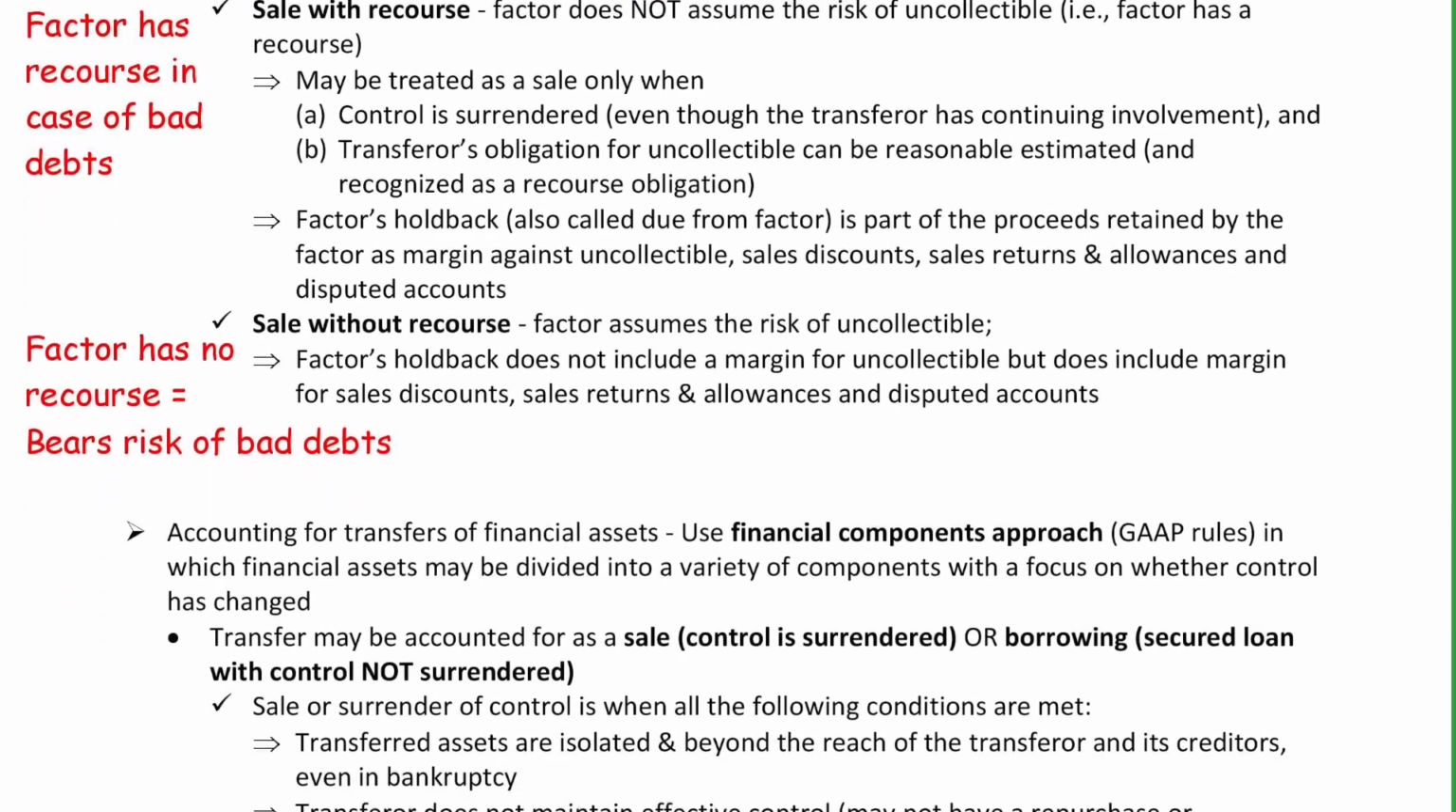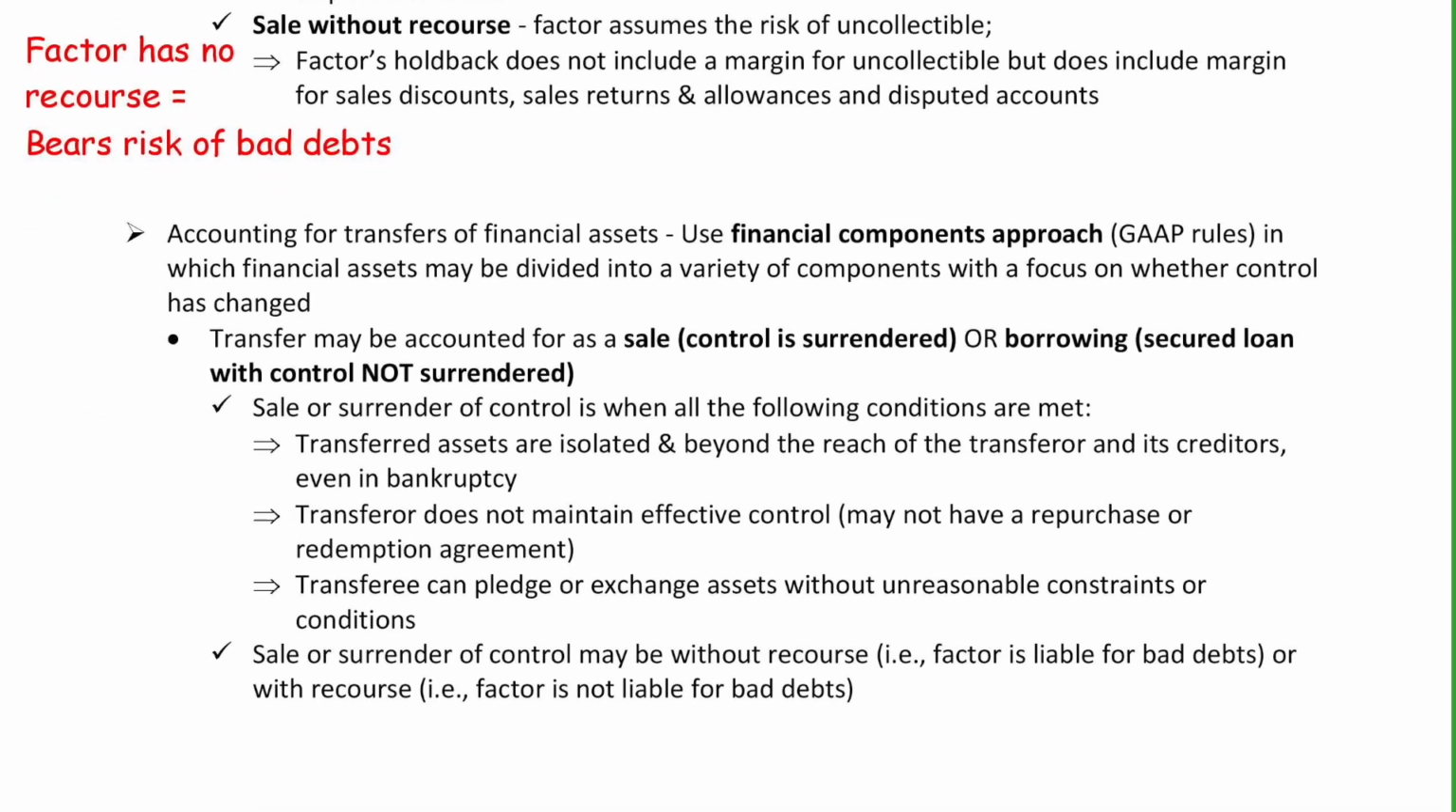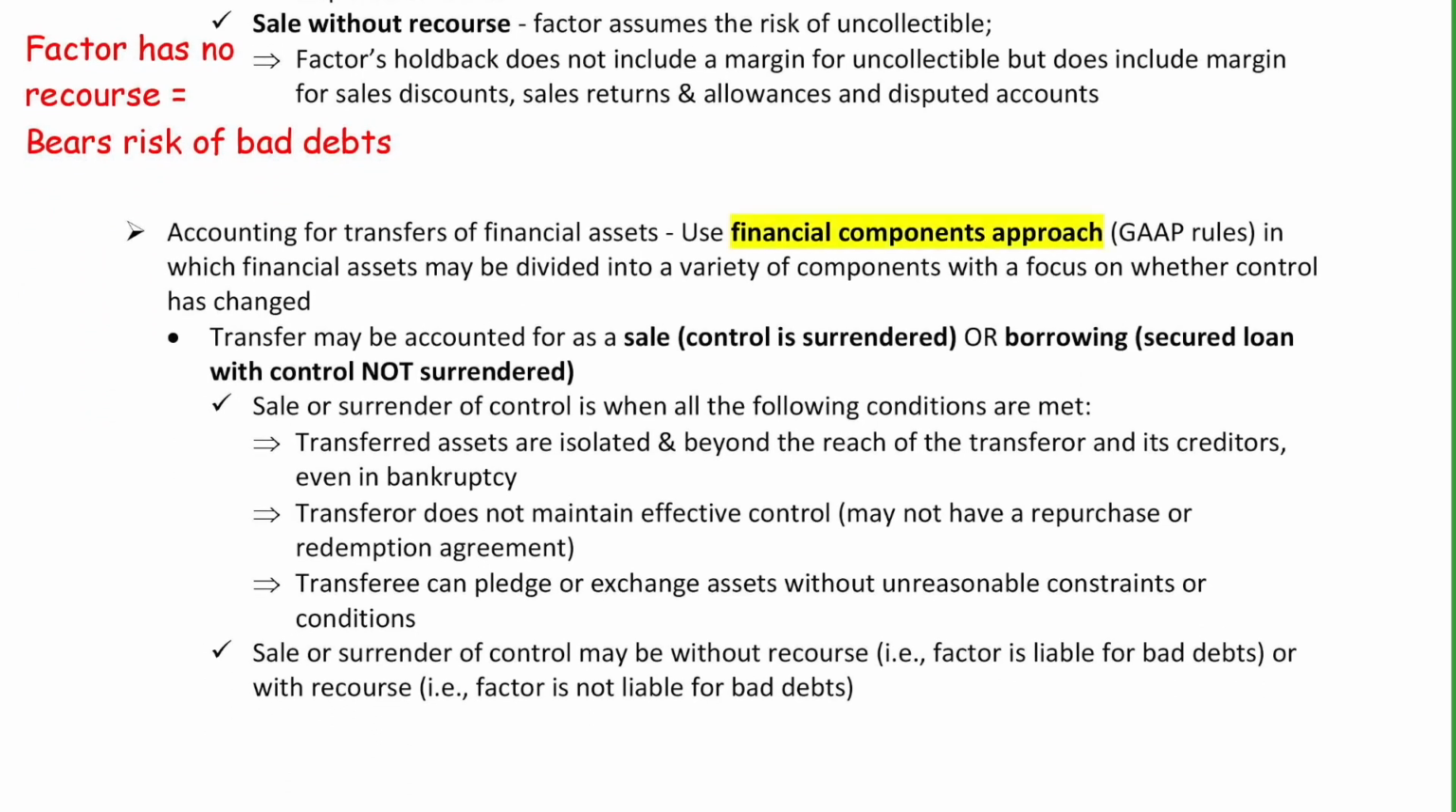Now the next bullet, we're looking at accounting for transfers of financial assets, and we use the highlighted financial components approach. So it says the transfer may be accounted for as a highlighted sale when control is surrendered, or borrowing when secured loan with control not surrendered. It says sale or surrender of control is when all of the following conditions are met. Number one, transferred assets are isolated and beyond the reach of the transferor and its creditors, even in bankruptcy. Number two, transferor does not maintain effective control, may not have a repurchase or redemption agreement.